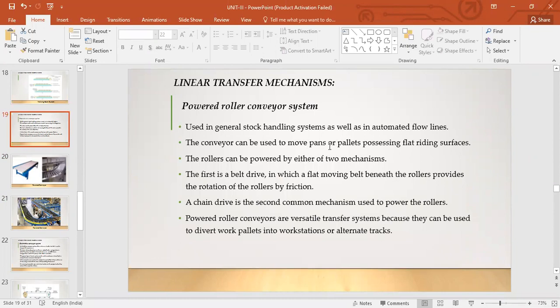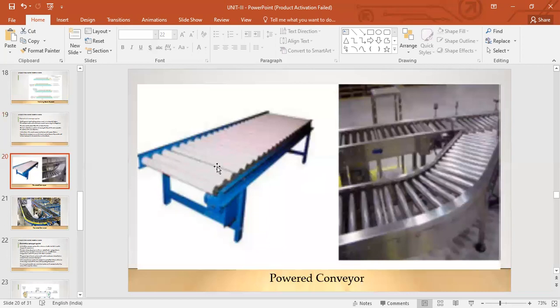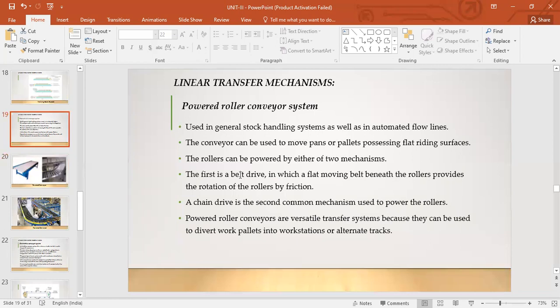Conveyors can be used to move pans or pallets possessing flat riding surfaces. So flat riding surfaces are required, because only flat surfaces will be able to move it, right? If it is irregular, then it will become very difficult. So that's another thing. Rollers can be powered by either of two mechanisms.